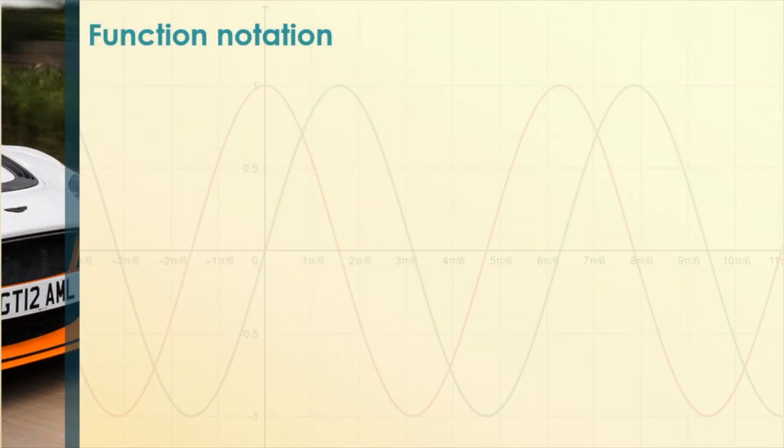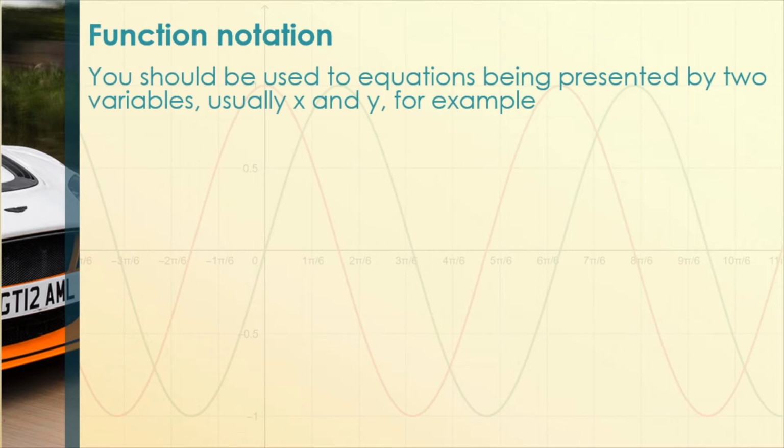Firstly, we need to understand how to write our functions. This is known as function notation. You will already be used to the way that we write functions in two variables, usually x and y. For example, y is equal to 3x plus 2. This simply means that we take x as an input, multiply it by 3, and then add 2, and that gives us our answer for y. So we have inputs x and outputs y.